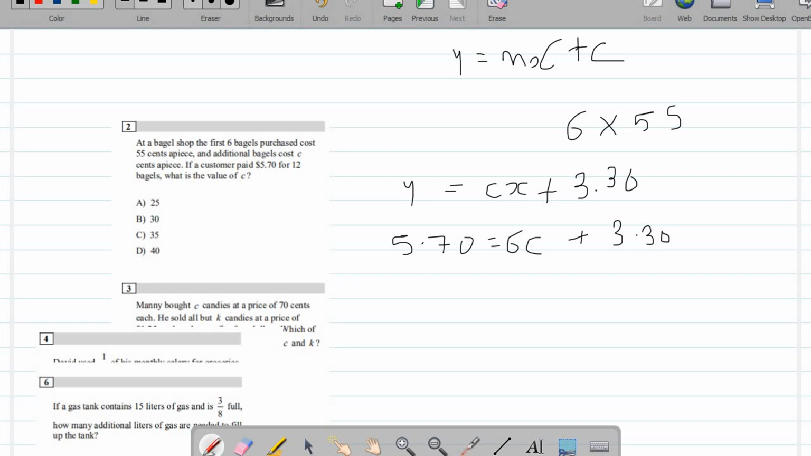I think we can easily solve to the end of this. So when we solve this as 5.70 minus 3.30 equal to 6c, we get 2.4, and so c is equal to 0.4. $0.4. That's about 40 cents. Okay, so that is it, 40 cents. That's our answer there. Let's go to question number 3.